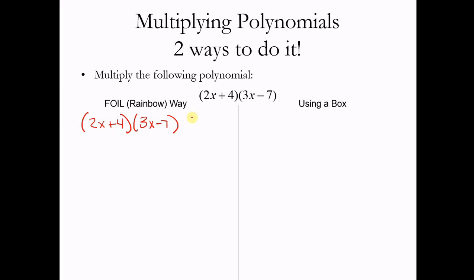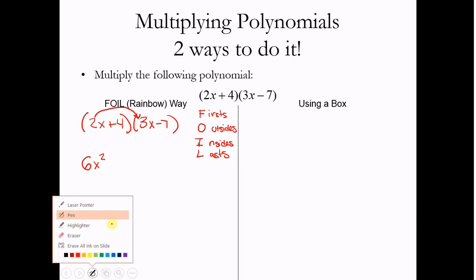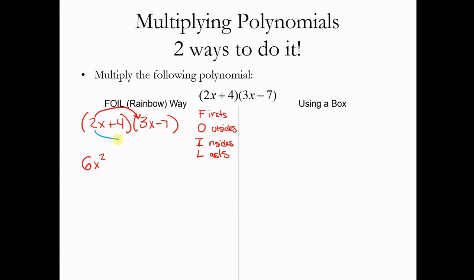If you've never heard of FOIL, F-O-I-L: these are the firsts, these are the outsides, these are the insides, and these are the lasts. You're going to multiply the firsts together, so 2 times 3, x times x, so 6x squared. You're going to multiply the outsides by each other. That's my O.